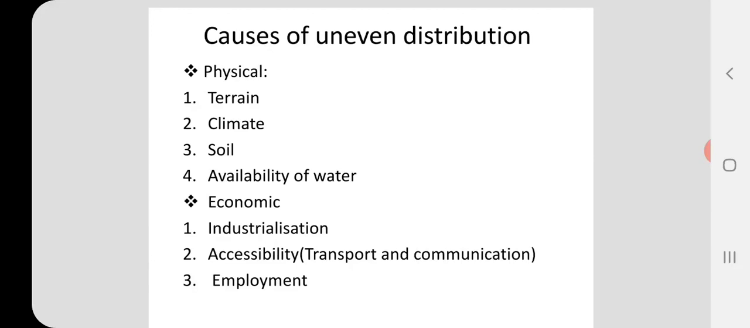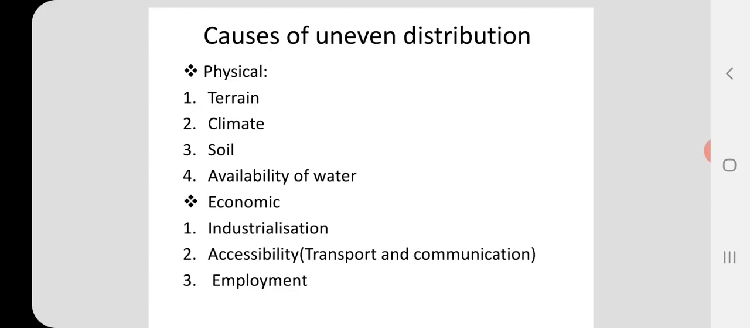Firstly, terrain. In India, there are different types of terrain in different areas of our country. In the northern areas, we see the Himalayan mountains, the southern part of India is occupied by plateau area, the middle part is occupied by the Gangetic plain, the western part is occupied by desert areas, and the northeastern part of India is hilly.